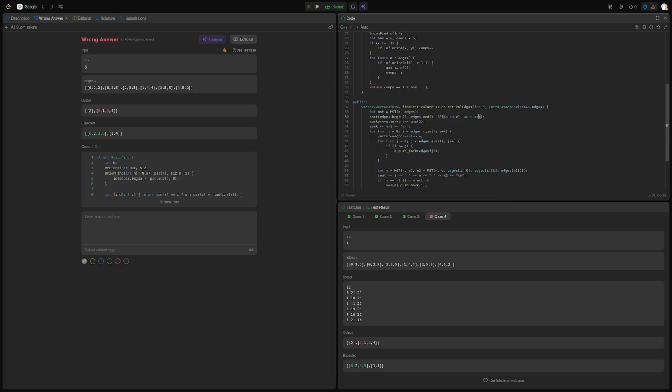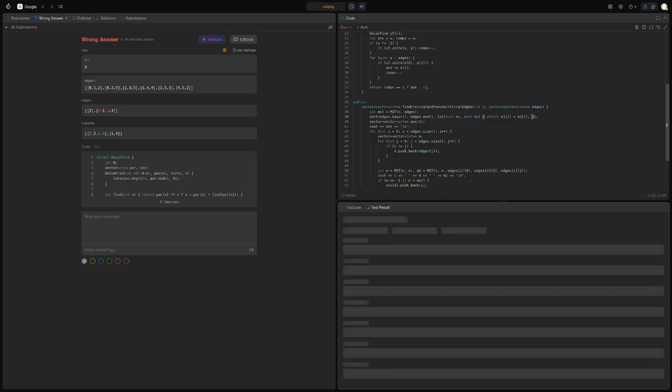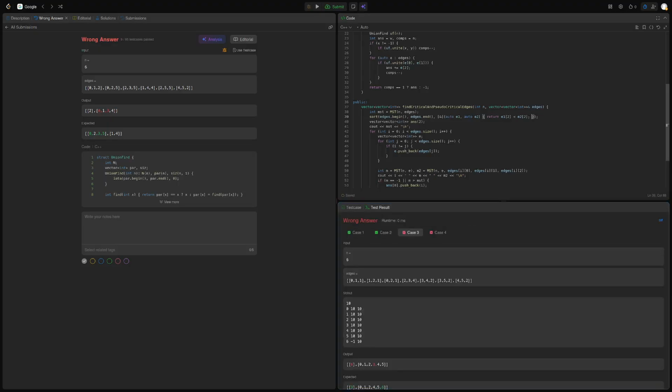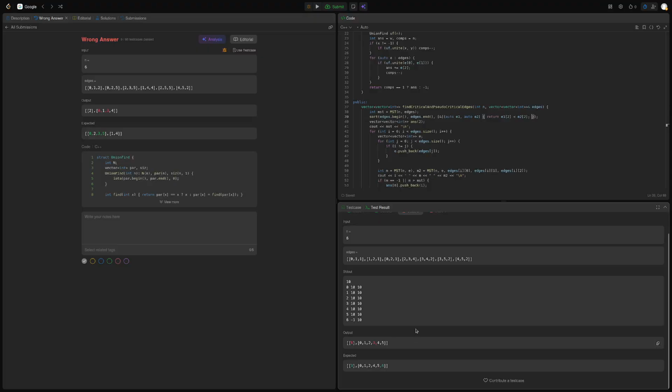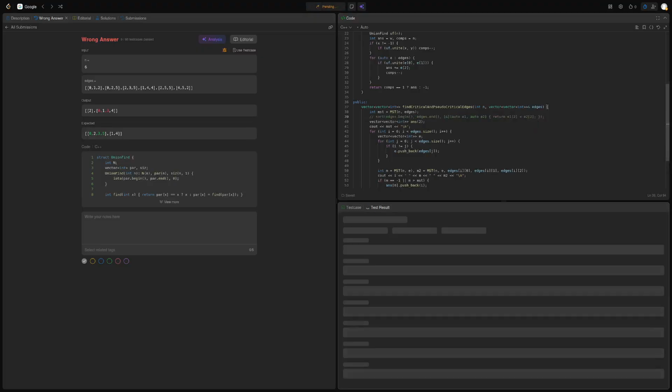Auto E1, auto E2, return E1 to E2 to. Oh my god. Am I really so dumb that I'm not sorting the edges? That is ridiculous, man. What the hell? Okay. No, that shouldn't matter. No, that shouldn't matter.